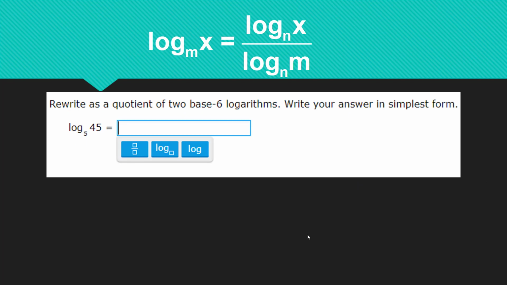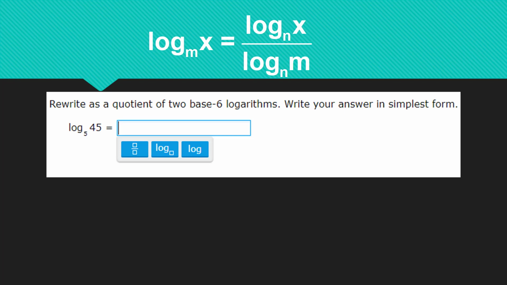All right, so our second skill is going to help us to change the base of our logarithm. The reason we might want to do that is because a lot of times we can't just look at the log and evaluate it as we did in the previous examples. For instance, I can't say what I need to raise 5 to in order to get 45, because 45 is not just a power of 5. It has other factors.